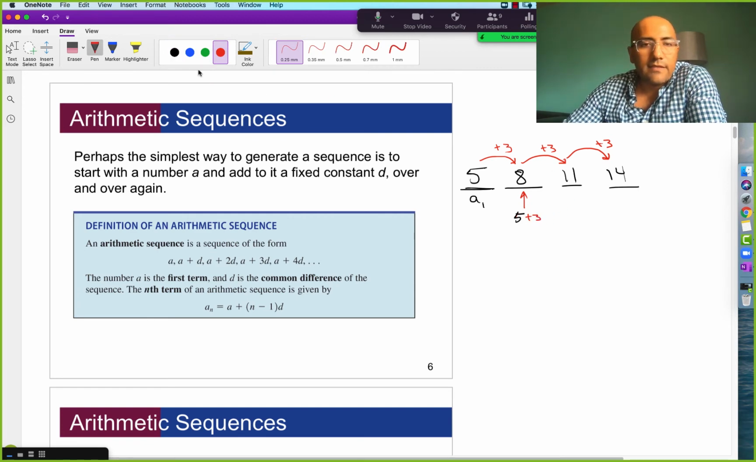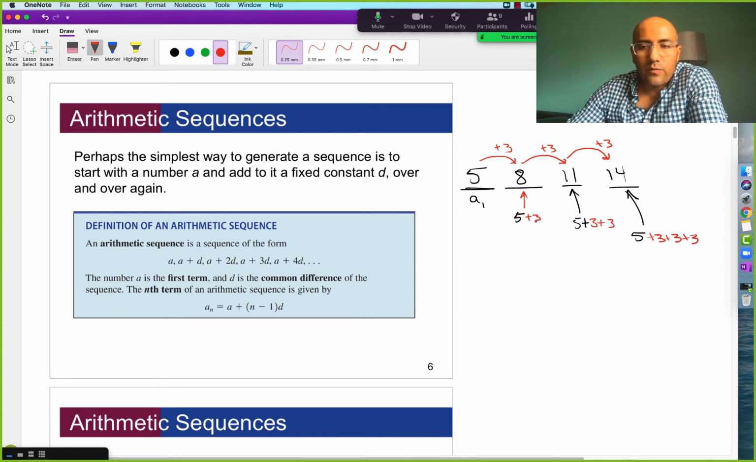Good. And then tying it back down to that initial value, the 11 is really a 5 plus 2 copies of 3. 3 plus 3. Right? 1 copy, 2 copies. And then the next one on the list, this 14, again tying it back to that initial value, is a 5, and then plus 3 copies of 3. 1, 2, 3. 3 copies of 3. Good? Okay.